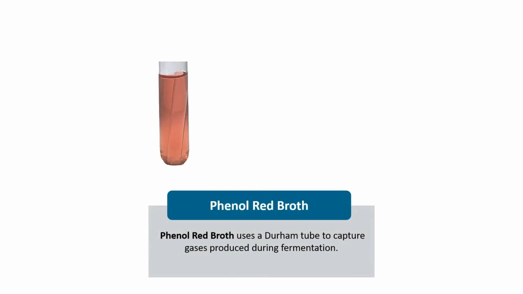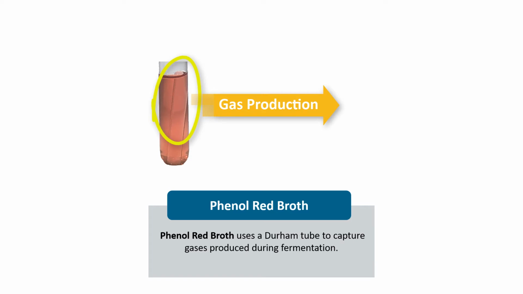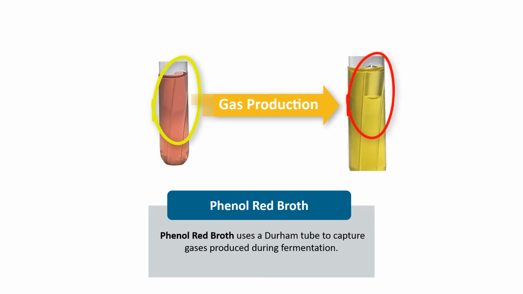Phenol red broth may also contain a small inverted tube called a Durham tube. The purpose of this tube is to capture any carbon dioxide gas generated during fermentation. The loss of liquid volume in this tube, often described as a bubble, indicates that gas was produced as well as acid during the process of fermentation.